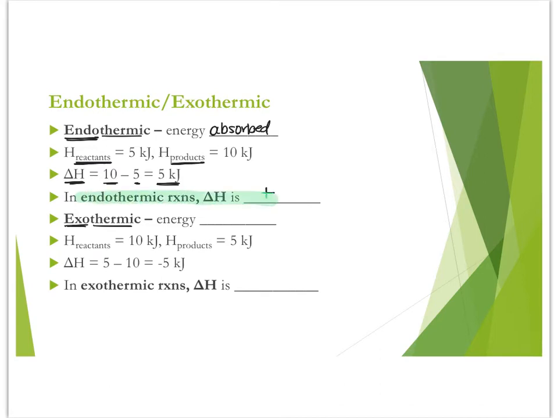And then exothermic is going to be the opposite. In an exothermic reaction, energy is released. So if my reactants have 10, my products have 5, and I subtract them, I do 5 minus 10, I get a negative 5 kilojoules. The sign is very important here. In an exothermic reaction, the delta H is always going to have a negative sign.